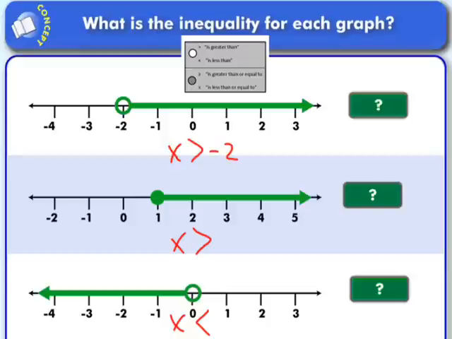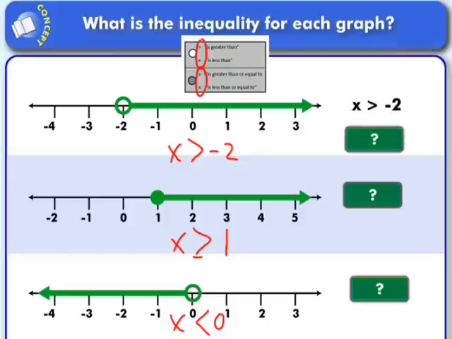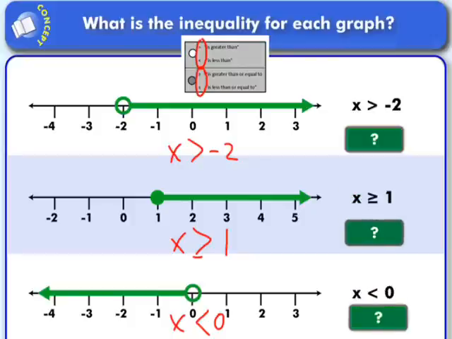Now remember, if it's open, it's going to be one of these 2 symbols. On the next one, it's closed, so it's going to be one of these 2 symbols. X is greater than or equal to 1. And on the last one, it's an open circle. So let's just double check and see if we got these right. The first one is x greater than negative 2. X is greater than or equal to 1. And x is less than 0.